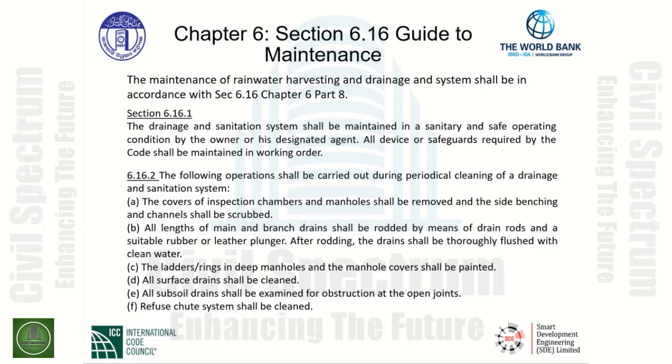Item C, the ladders, rings, and deep manholes and the manhole covers shall be painted. All surface drains shall be cleaned. All subsoil drains shall be examined for obstruction at the open joints. Any refuse chute system shall be cleaned. These particular sections give the guide to maintenance, again, for rain harvesting and drainage systems, as indicated in Chapter 7, Section 7.23.